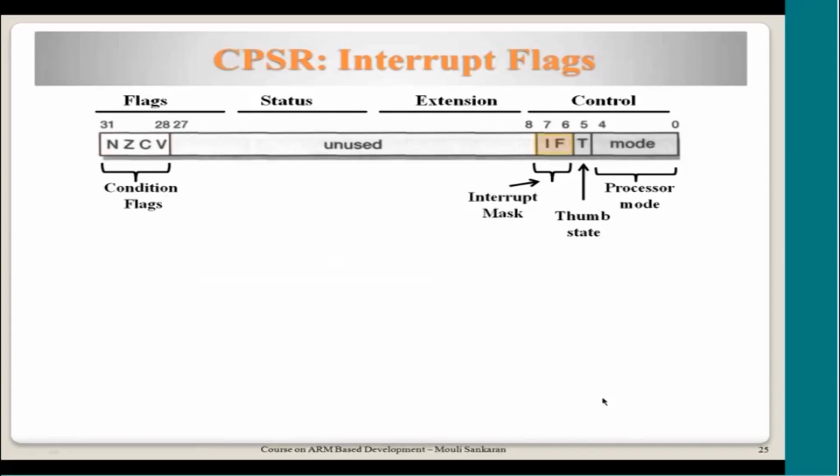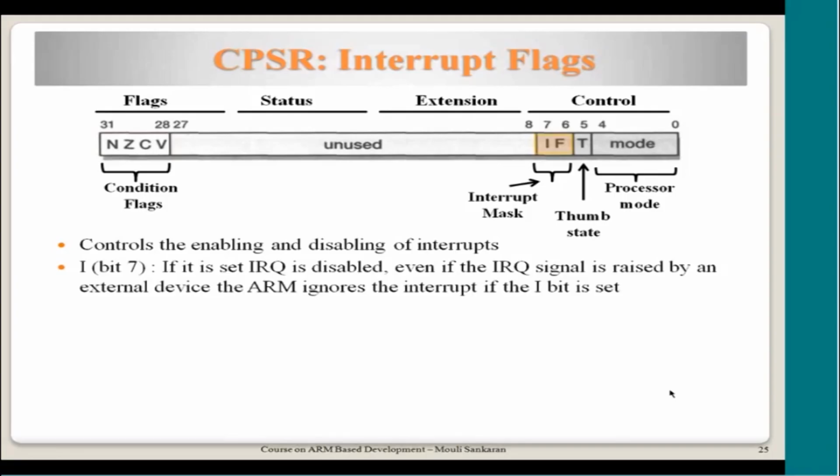Now let us see what these interrupt mask bits are for. I told you that interrupts are always generated. It could be from internally also, but any external interrupts coming are connected to 2 bits of the control pins of the processor. So there is the IRQ bit, which is coming into the processor. If this particular I flag in the CPSR is set, that means even if there is an interrupt coming from the external system, it won't be recognized by the processor.